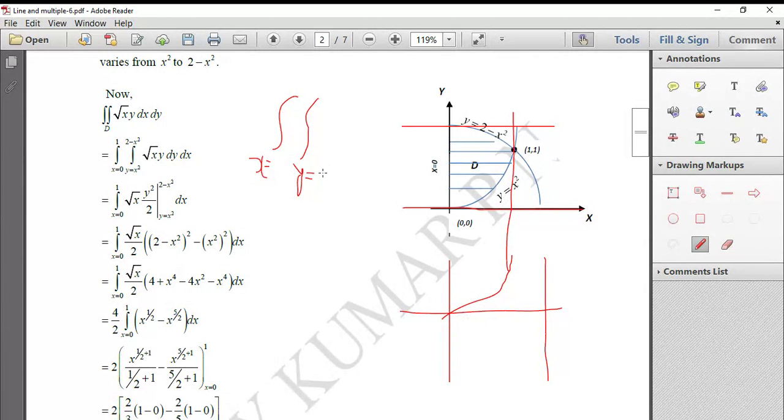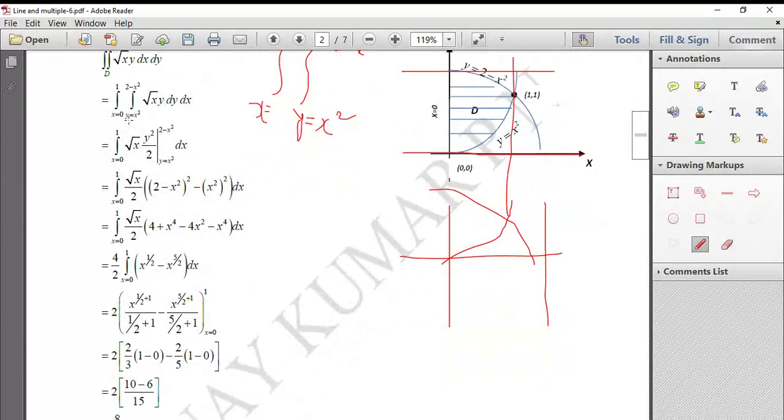So y varies from x square to where? X square to 2 minus x square. So all the points within this satisfy the condition y is equal to 2 minus x square. So 2 minus x square. That gives you the actual region. Okay. So let us use these limits.